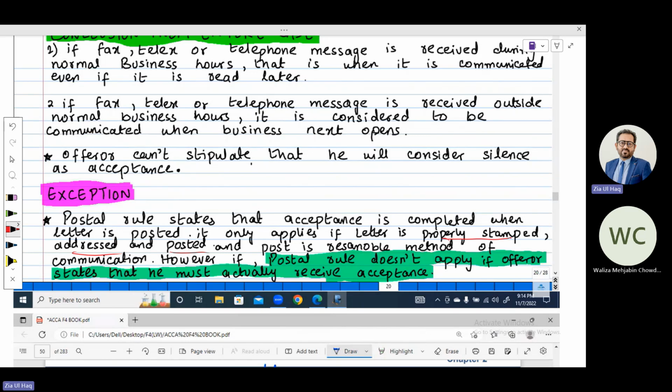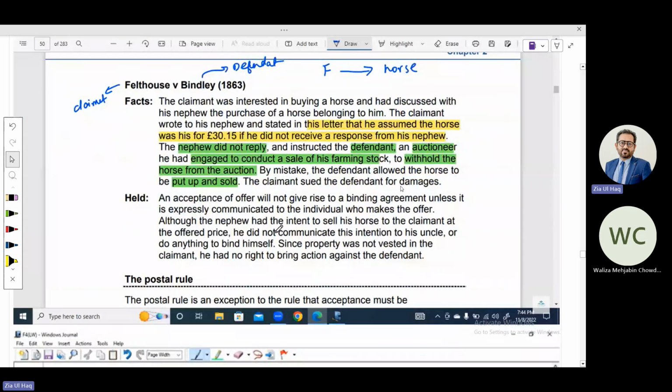Can you understand this? Acceptance must be communicated to the offerer. But in post, when you have sent the letter through post, this means acceptance is done. There is a case, Feldhaus versus Bindley. Feldhaus is the claimant and Bindley is the defendant. What was the case?